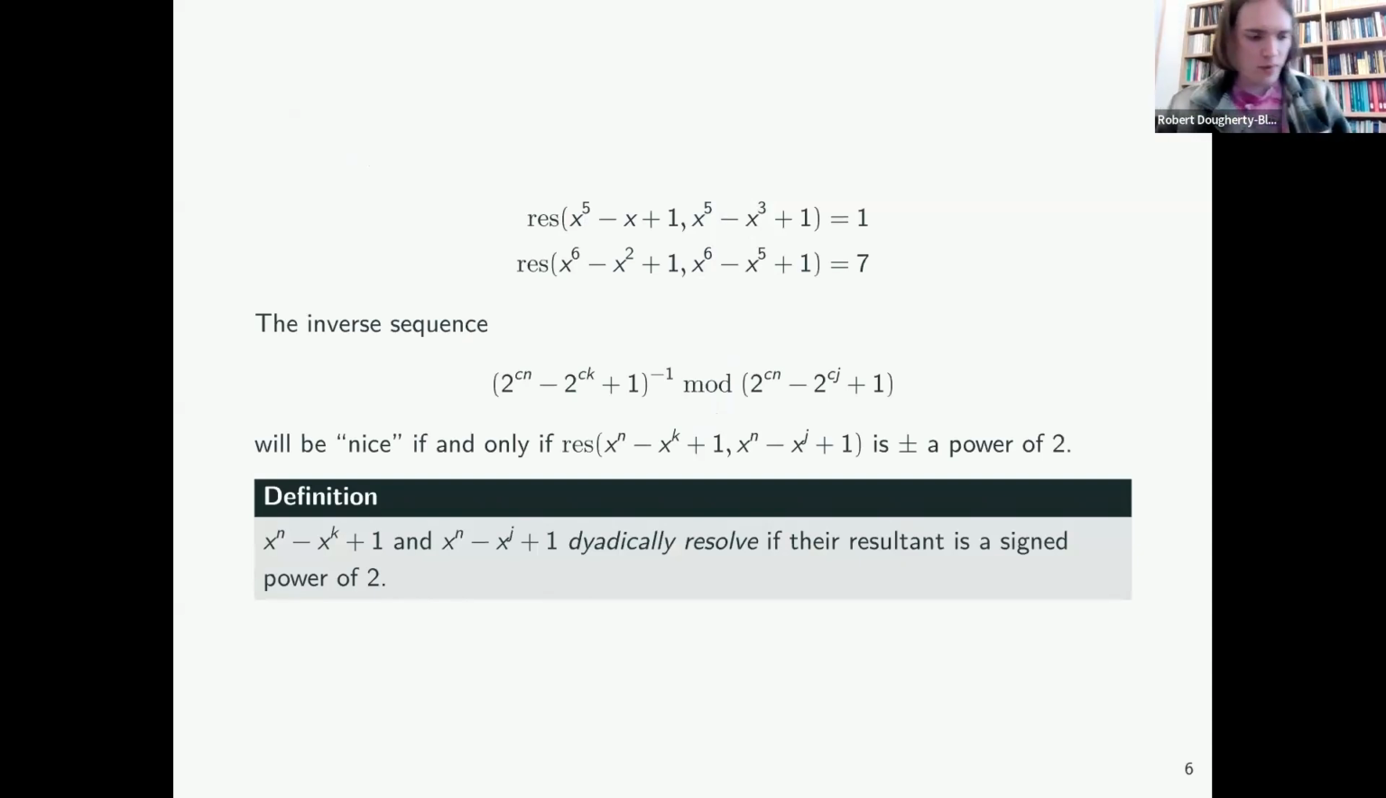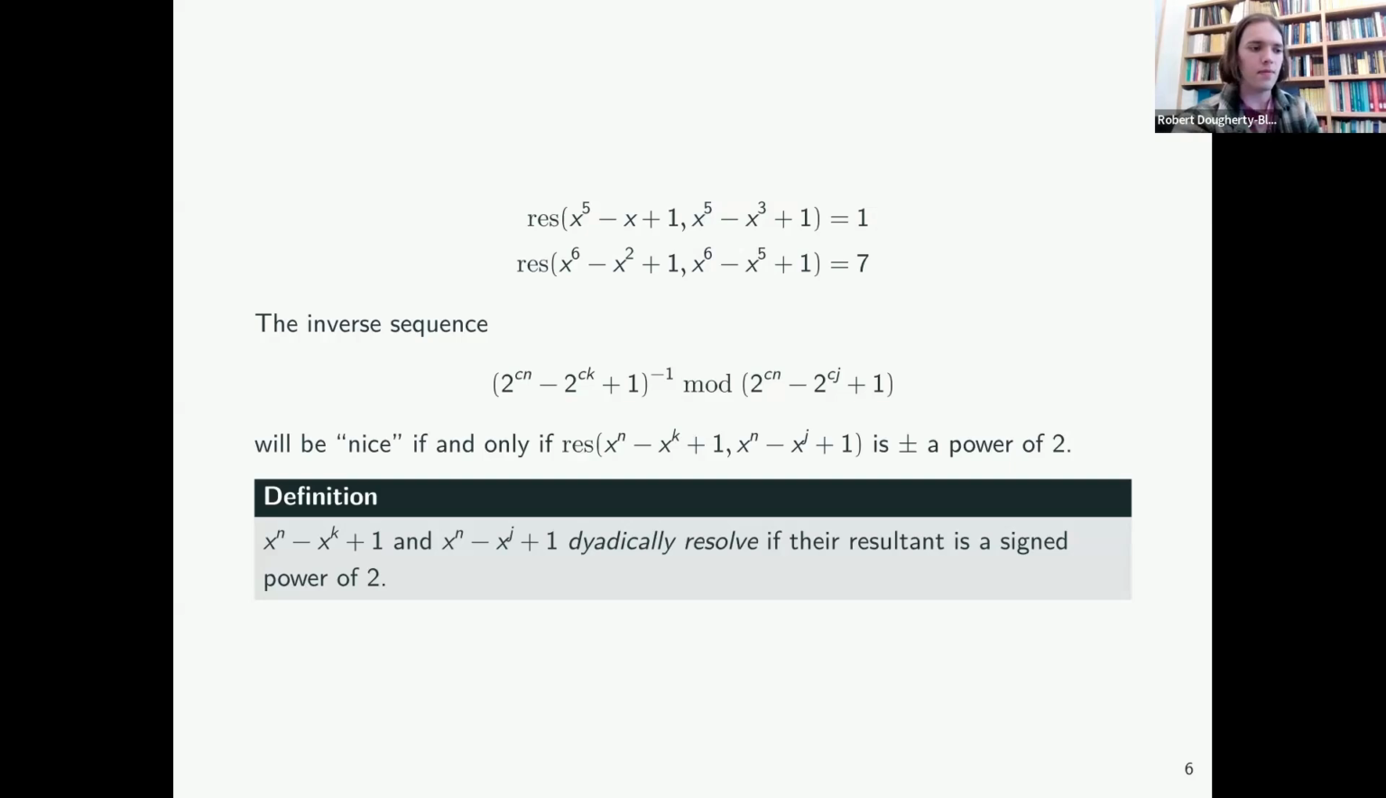So recap, let me go back to what I just said now that we're on the same page. We had two pairs of polynomials. One of them had a resultant of 1, and one of them had a resultant of 7. It turns out that what divides these two cases is whether or not the resultant is a power of 2. So if you try and come up with a sequence of modular inverses like we did in the first two slides, this will be nice provided that the resultant of the polynomials is plus or minus a power of 2. So you could be a power of 2 or negative a power of 2.